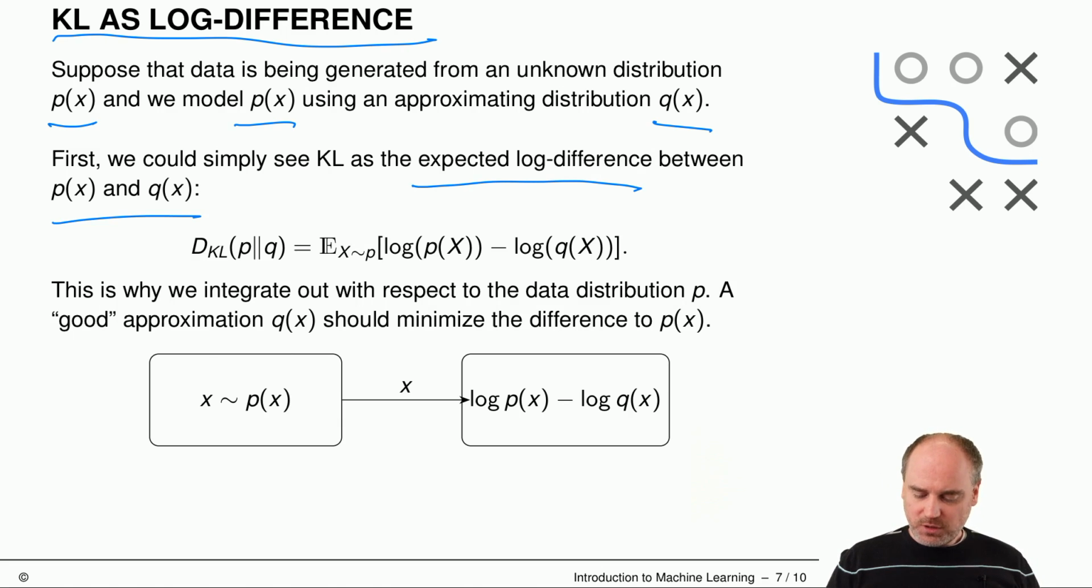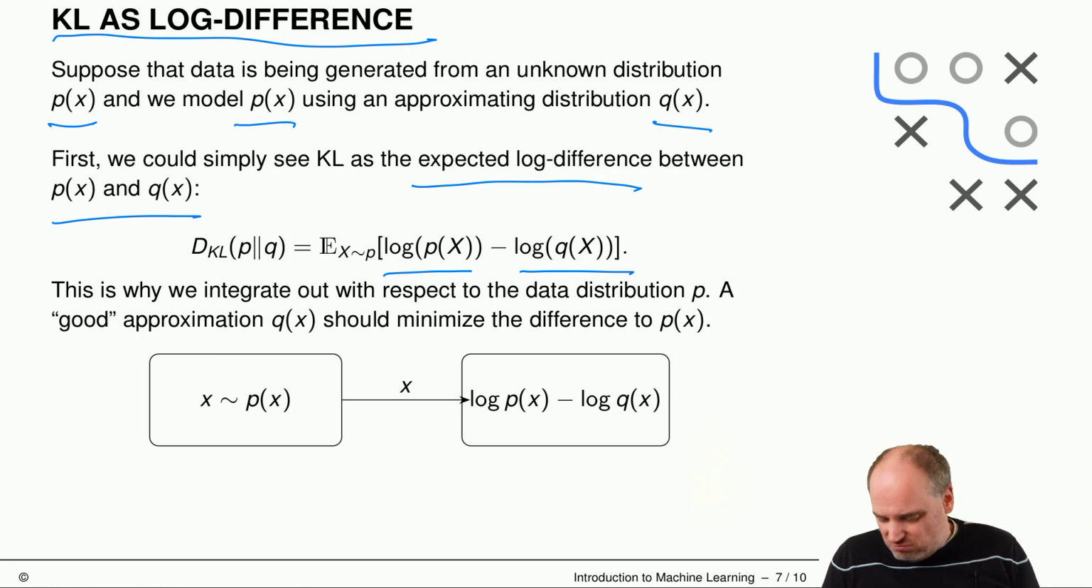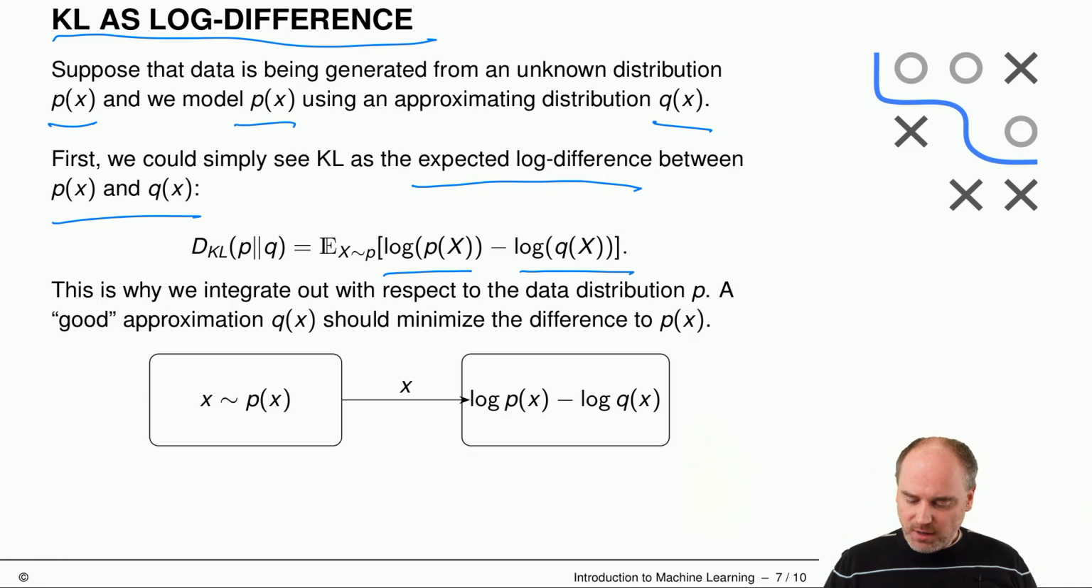p and q. So we could say that we take the log of p minus the log of q, and now we take the expectation with respect to the distribution that our data has, which is p of x. So this is where we integrate out with respect to our data distribution, because we integrate out with respect to the truth. And then a good approximation q should actually minimize this difference to p in log space.